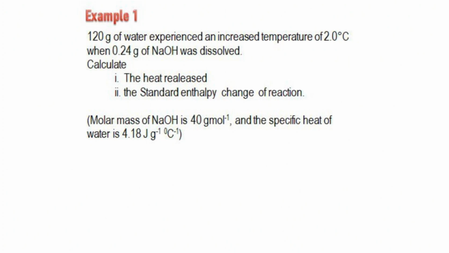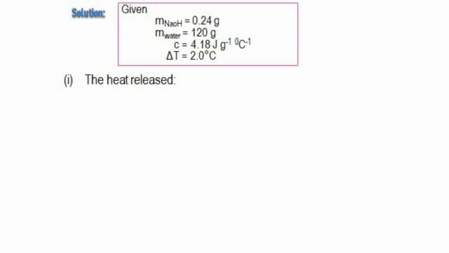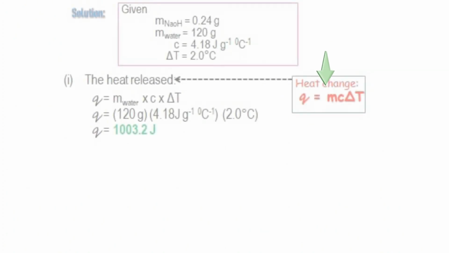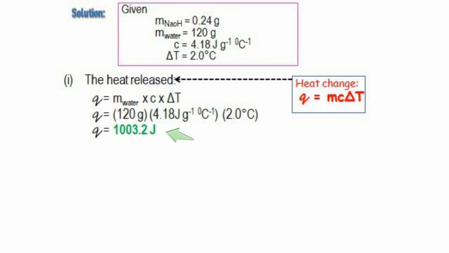From the question, we are given 120 grams of water and its temperature increases by 2 degrees Celsius when 0.24 grams of sodium hydroxide is dissolved. We will use this formula to calculate the heat release. Now, let's substitute this value into the equation, and the heat release is 1003.2 joule.